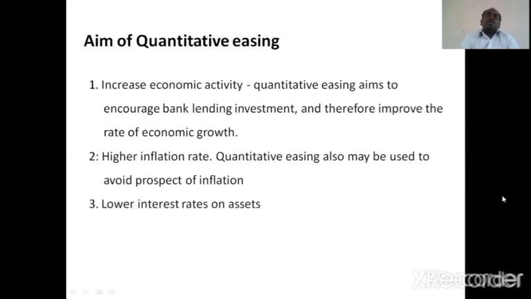Let us see the aims of quantitative easing. The first aim of quantitative easing is increasing economic activity. That means quantitative easing aims to encourage bank lending and investment, and therefore improve the rate of economic growth. When cash transactions are converted into electronic fund transfers, the banks will become interested to lend money. Quantitative easing may also be used to curb a higher inflation rate. Lower interest rates on assets will be another aim or objective of quantitative easing. With lower interest, it will attract the banks as well as the customers of banks to lend money.